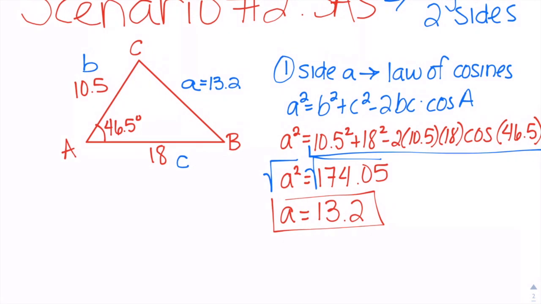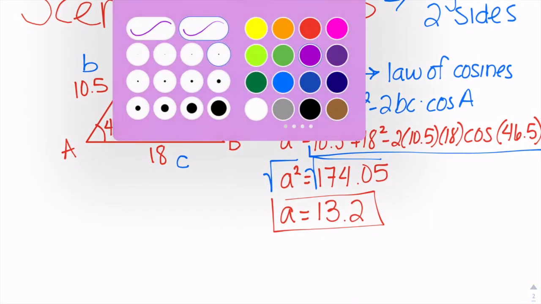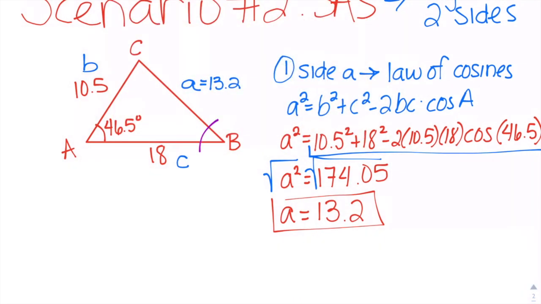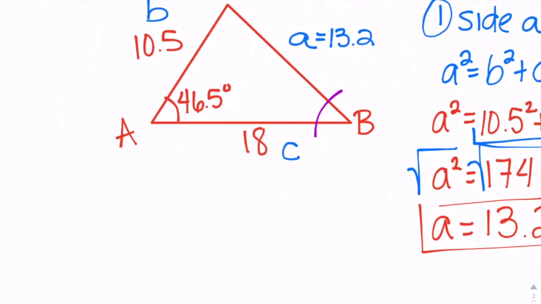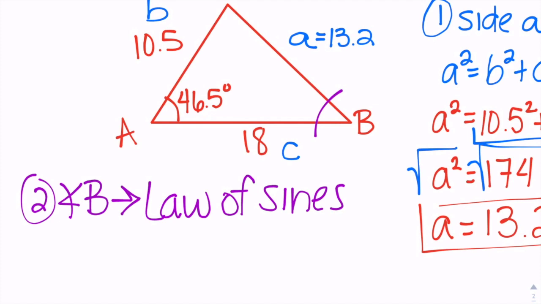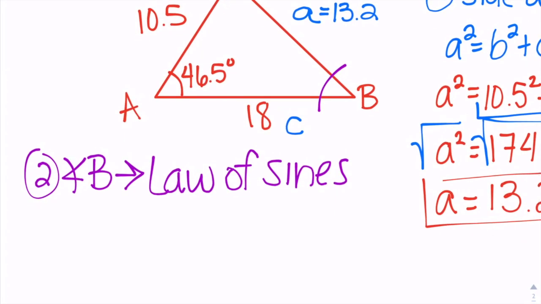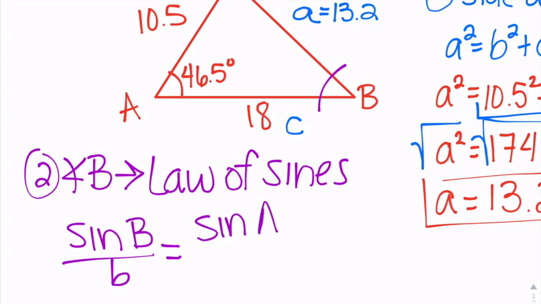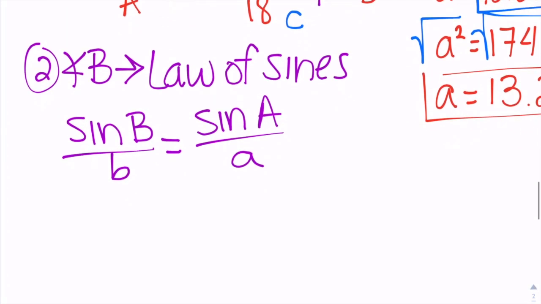And so next I'm going to solve for angle B. And so step 2 is going to be solving for angle B. And I'm going to solve for angle B using law of sines, because again, I think that law of sines is easier than law of cosines. Since we're solving for angle B, we're going to say sine of angle B over side B is equal to, and then we have a pair with angle A and side A now, so we're going to use sine of angle A over side A.